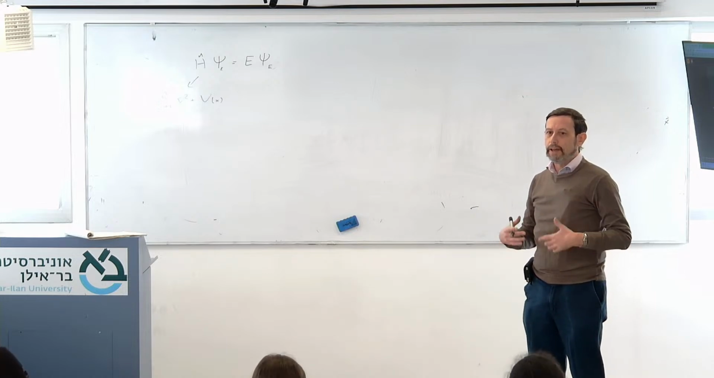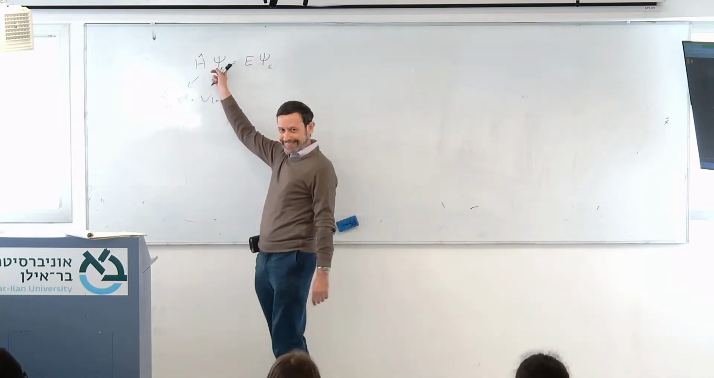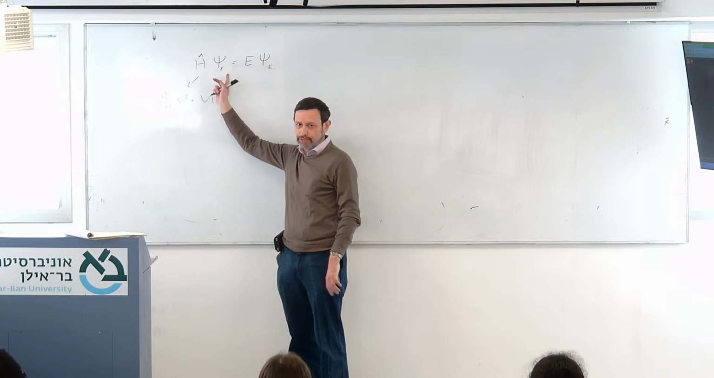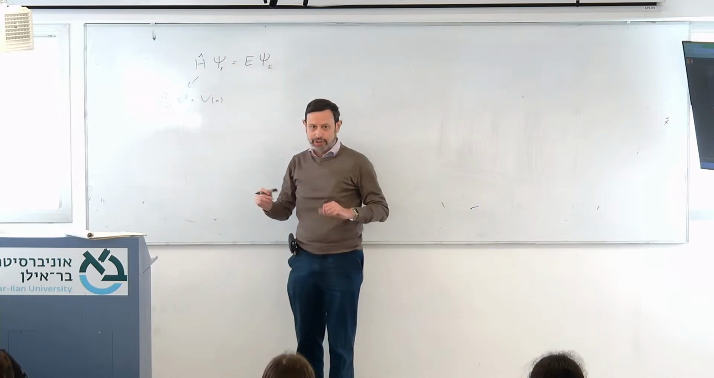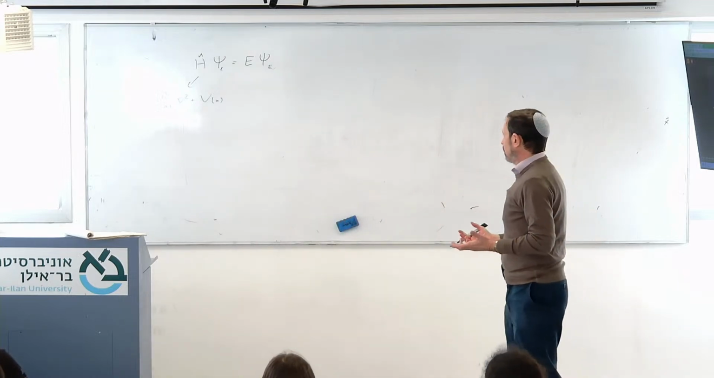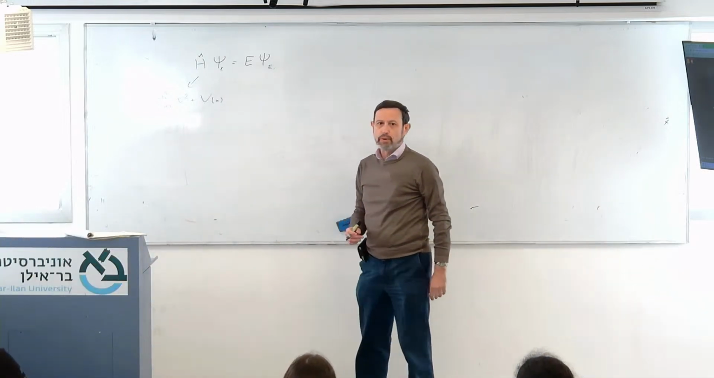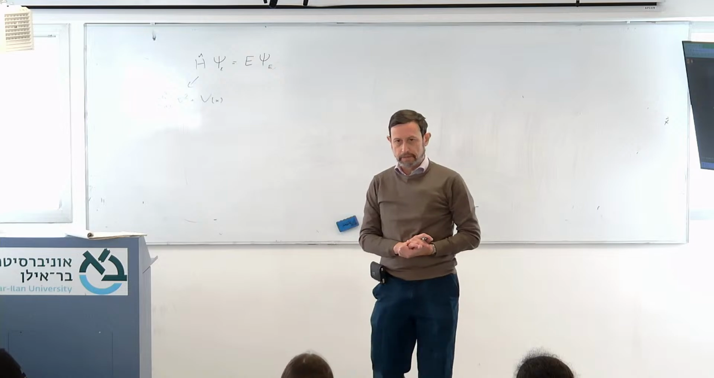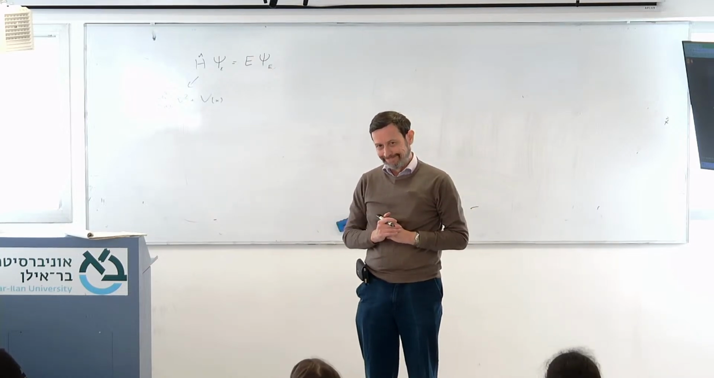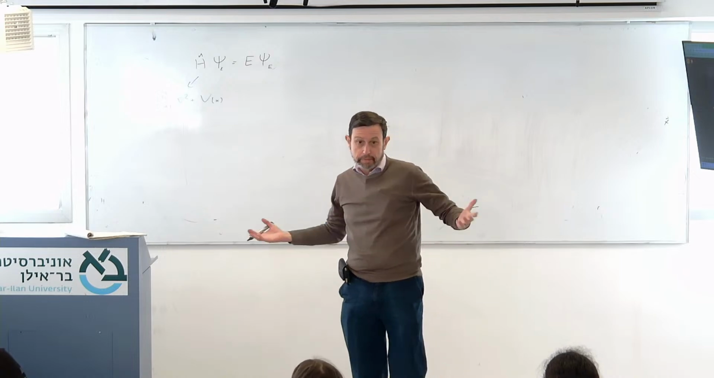Because a lot of time in quantum mechanics is spent on solving this equation, people tend to call it the Schrödinger equation. It's not the full Schrödinger equation, it's the stationary Schrödinger equation. Okay. Does it have solutions for any value of E? Depends. Depends on the problem.